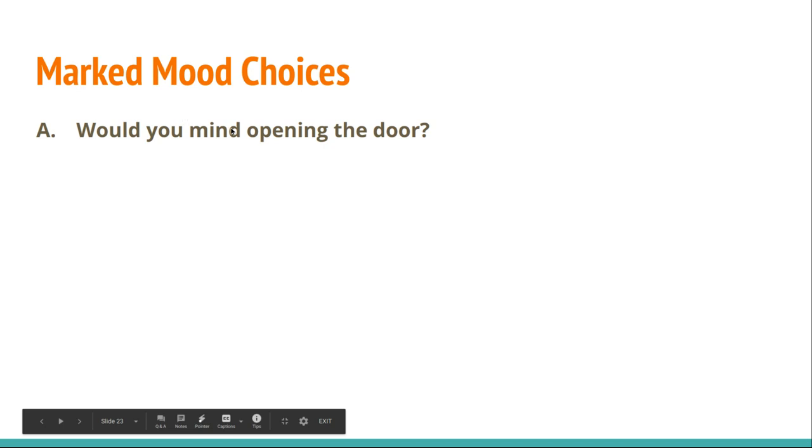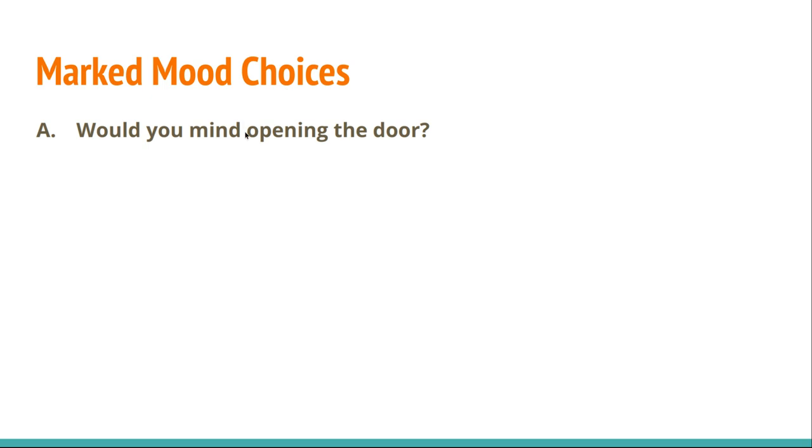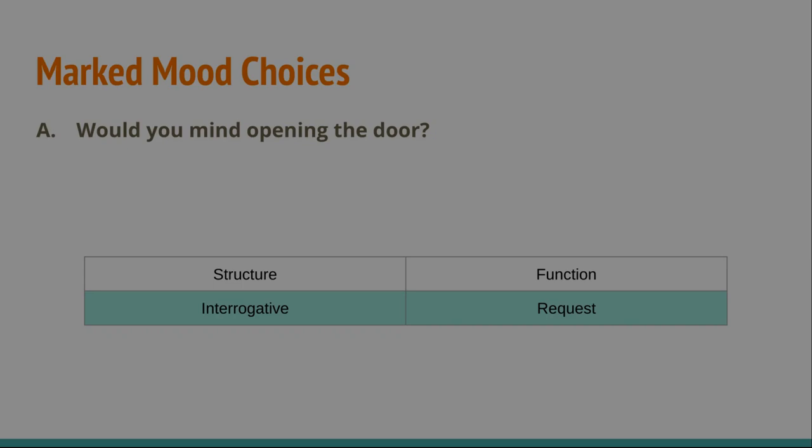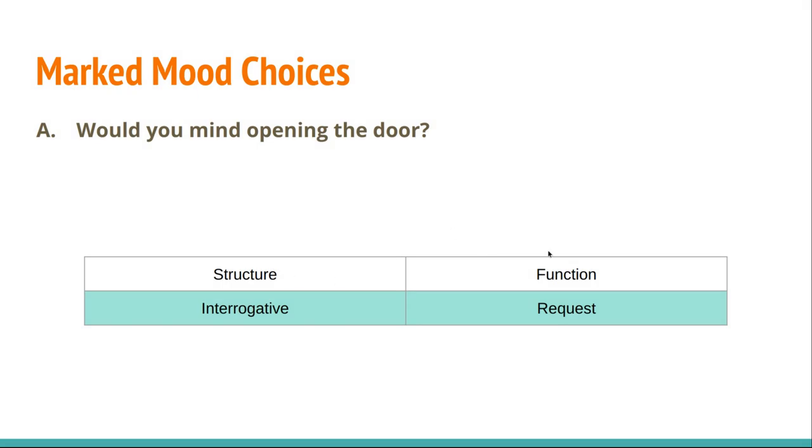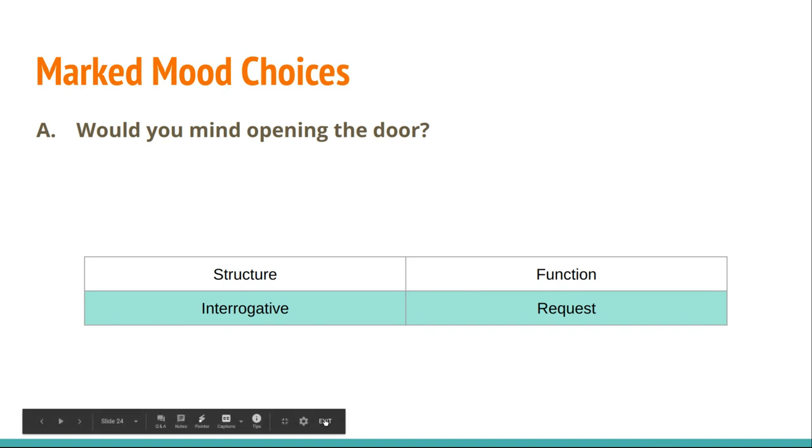Now, marked mood choices. Once again, what happens whenever I say, "Would you mind opening the door?" Am I really asking for information? I don't think so. I'm not asking for information here. I'm not expecting a yes or no answer. I'm expecting you to open the door. So the structure is interrogative, and the function is a request. We're going to be practicing this in the forum, the marked and unmarked choices of mood. All right. Hope it's clear.